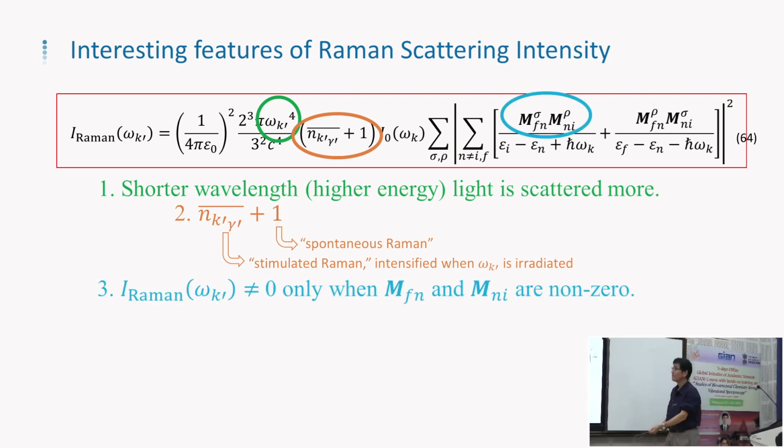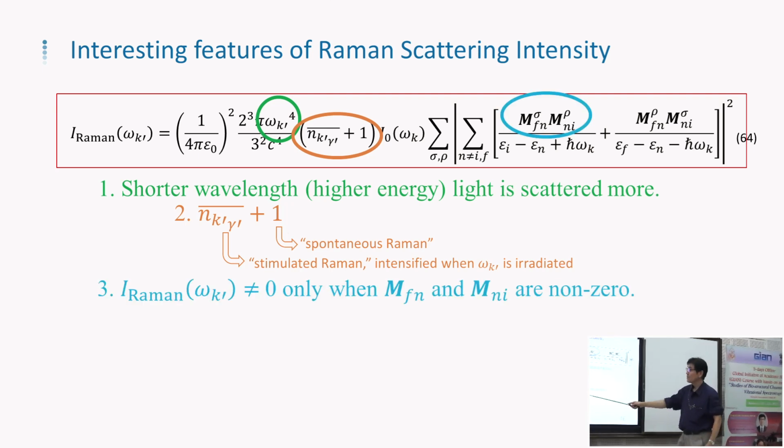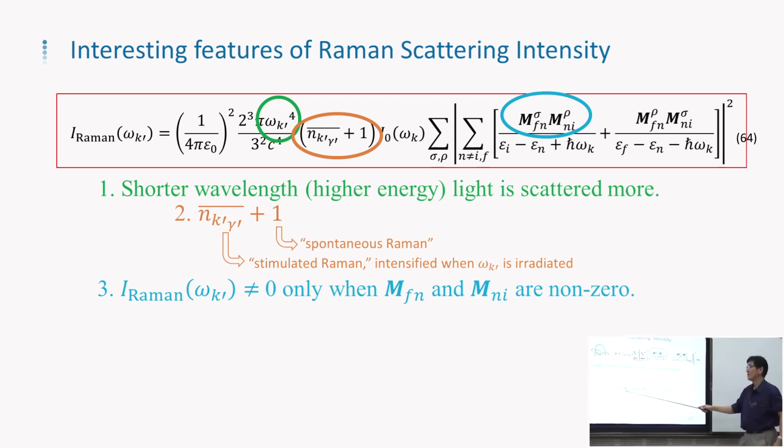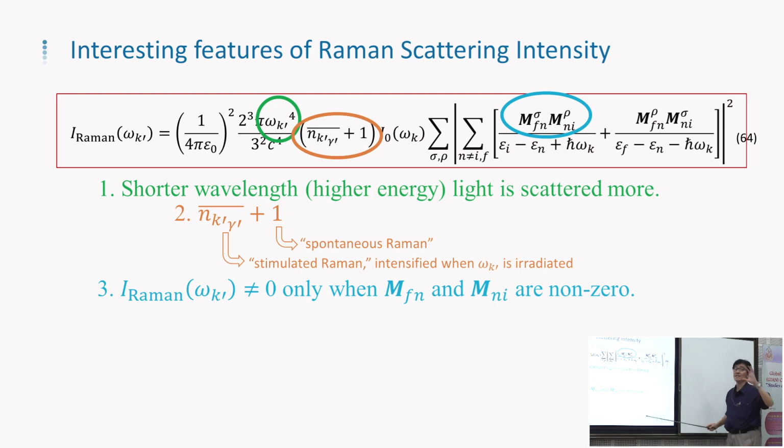Third, the intensity of the Raman scattering is not equal to 0 only when MFN and MNI are non-zero, as I explained previously. If one of the two is 0, the scattering intensity is 0.